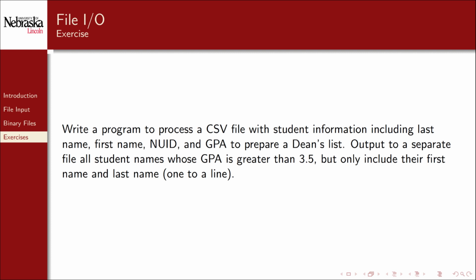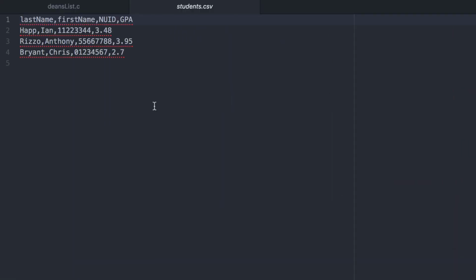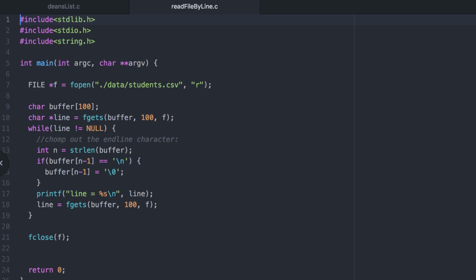We'll process it to prepare a dean's list by reading it line by line and identifying all students with a GPA greater than or equal to 3.5. We'll output all these records, but we'll only include names instead of sensitive data such as the NUID or the actual GPA. Just to remind you, here's the data format. I've started a new file, but we can reuse a lot of what we did in a previous exercise.